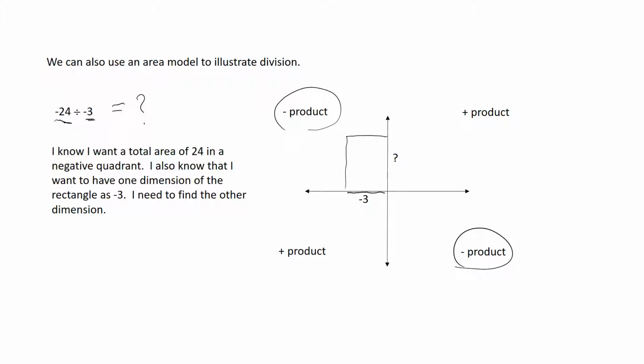So what am I missing? Well, I didn't draw it quite high enough as I built all my blocks on here, and they're not very pretty, as you can see. But I have a rectangle that's 3 units by 1, 2, 3, 4, 5, 6, 7, 8. So this is 8. My missing dimension is 8.